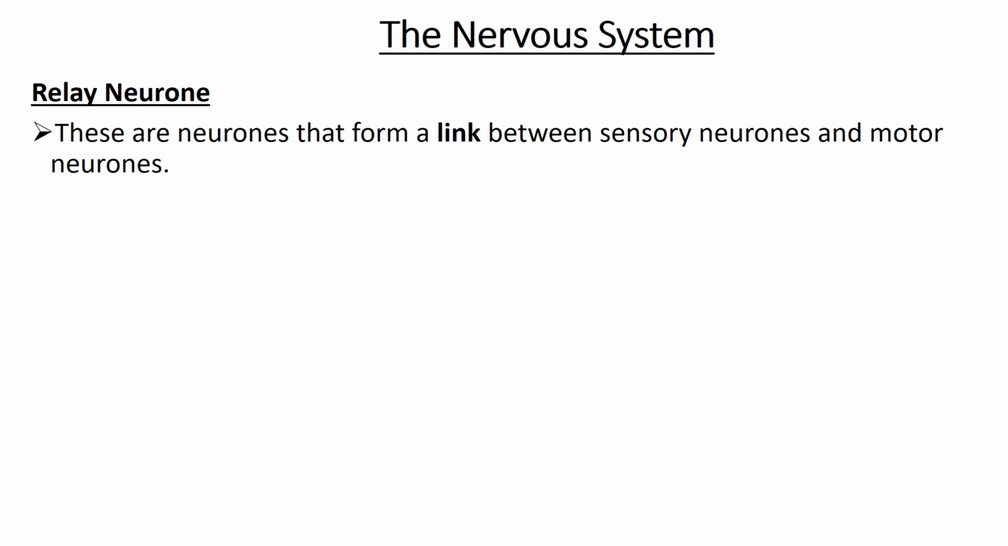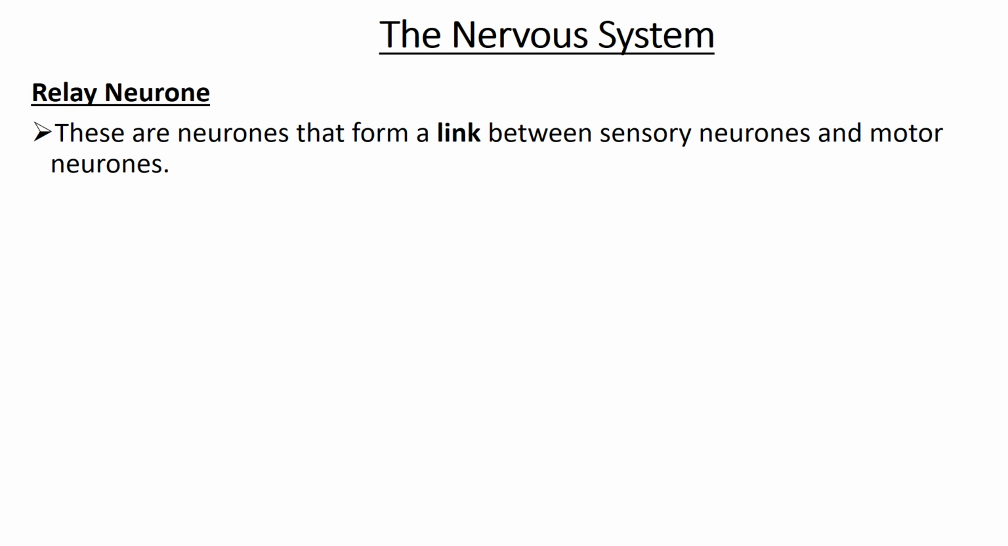Now between the sensory neuron and the motor neuron, there is a relay neuron which connects the two neurons. So the relay neuron is also called the intermediary neuron. It is also called intermodal neuron. There are different names.